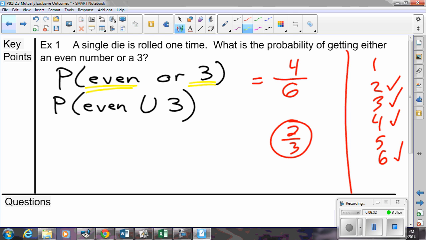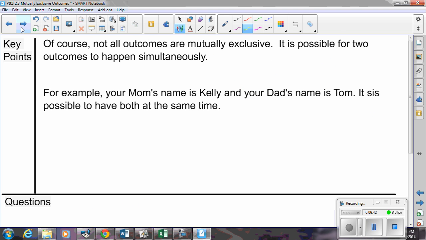No. 3 is an odd number, not an even number. Those could not be happening at the same time. Because they can't be happening at the same time, that's mutually exclusive. But we know not everything is mutually exclusive. It is possible for two outcomes to happen at the same time.